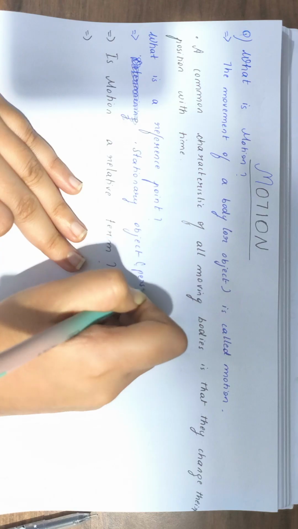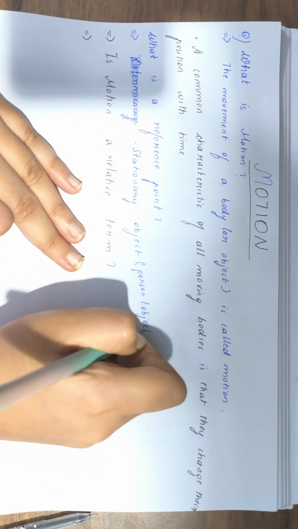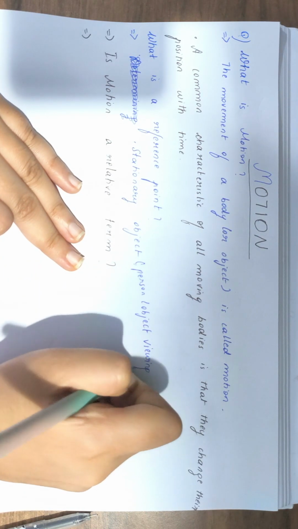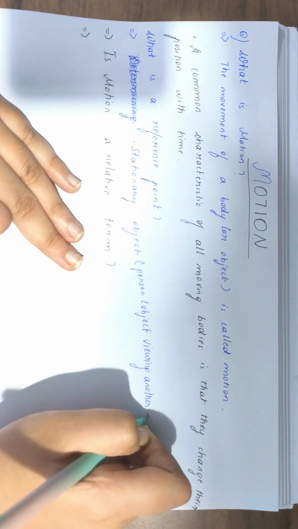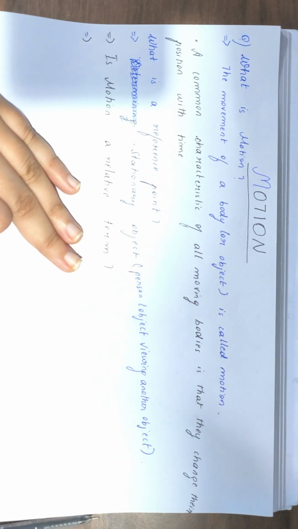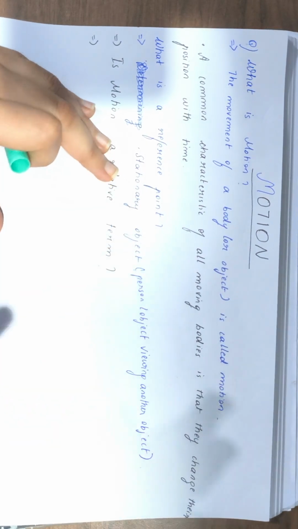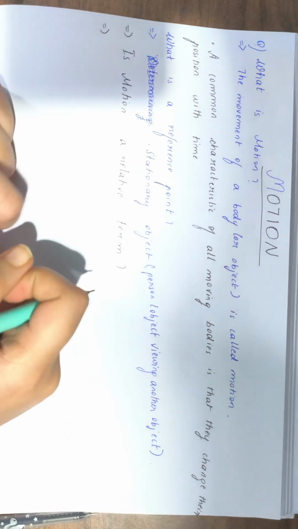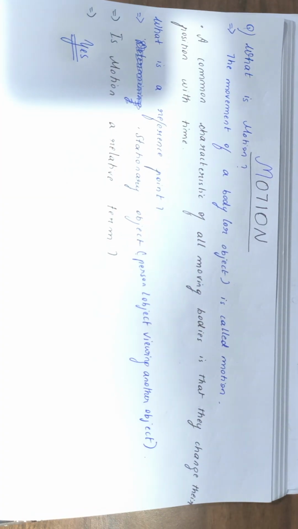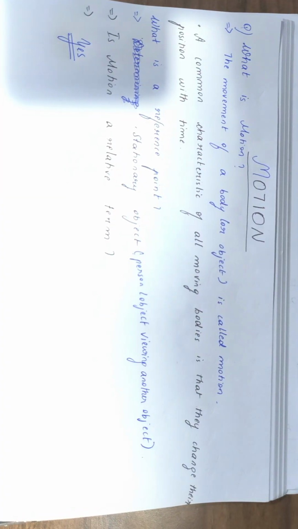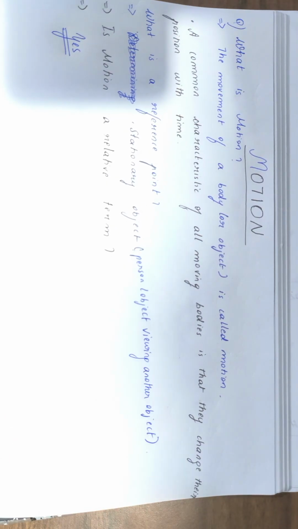Now, what is a reference point? As I told you, it is a stationary object, meaning a person or object viewing another object. It will consider itself to be at rest. Next, is motion a relative term? Yes, motion is a relative term, and I explained why. So this is clear now, right? Let's move on to the distance and displacement topic now.